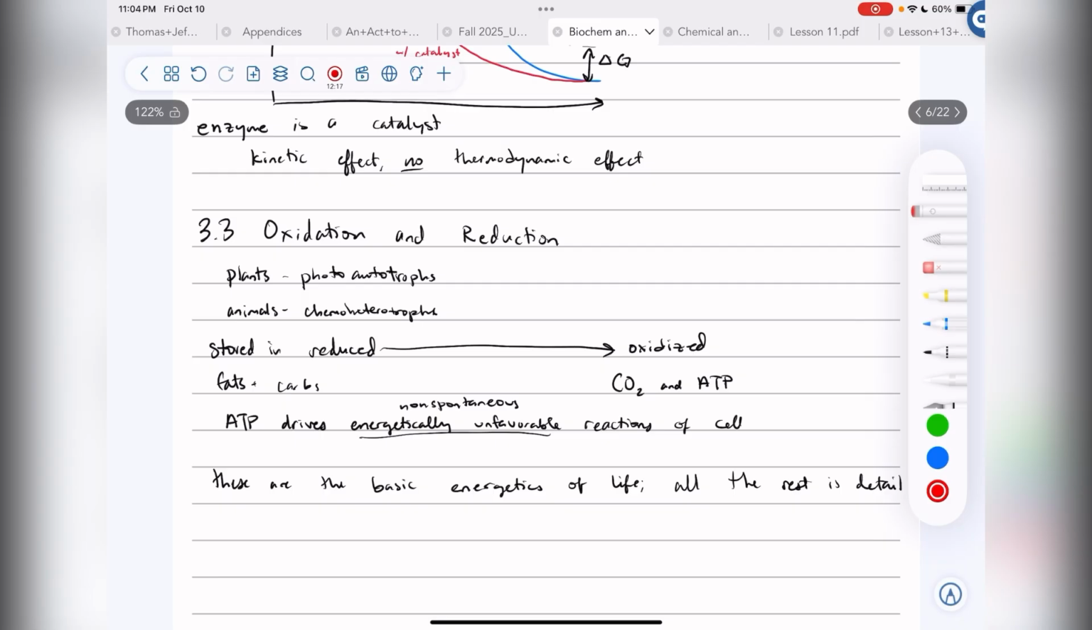Okay, redox, yay! Oxidation and reduction. I don't know if you liked this when you did this in Gen Chem. It was kind of confusing for me personally.